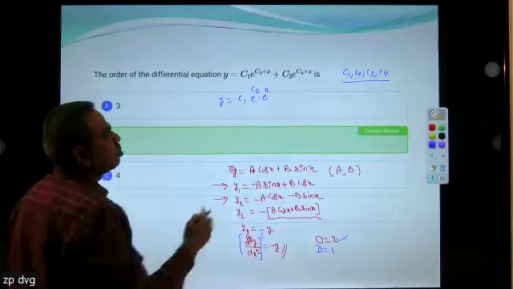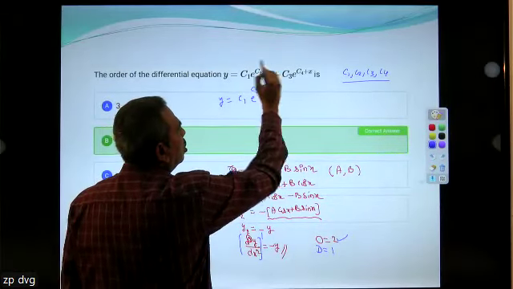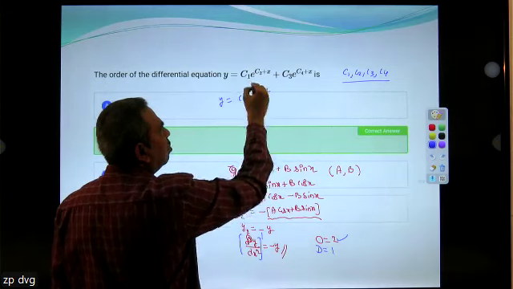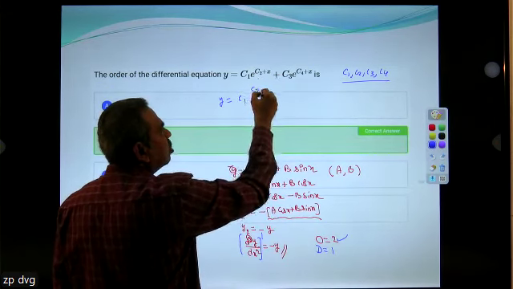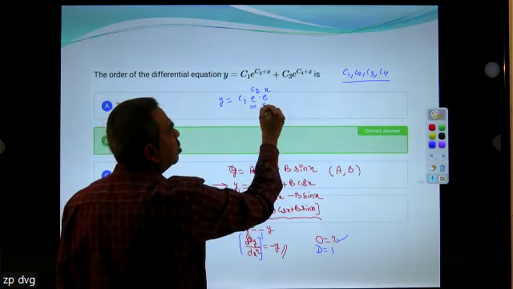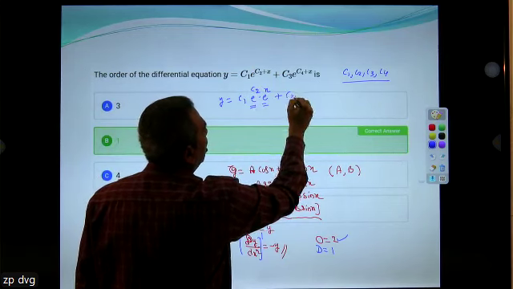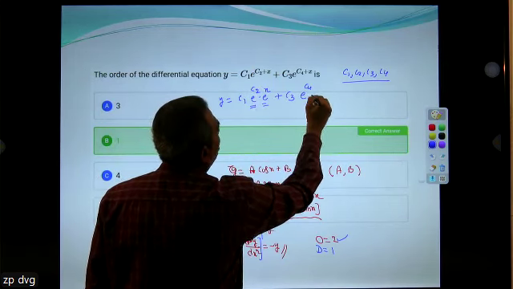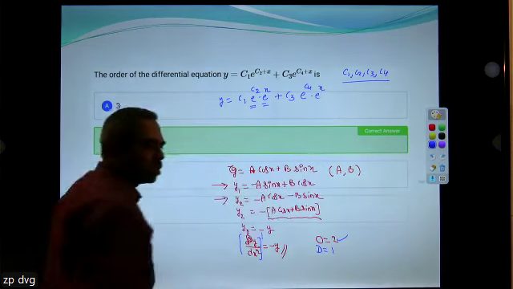Now see how to simplify this one. C1 into e to the power C2 plus x, I'm writing as C1 into e power C2 into e power x. Bases are the same, so we can add the powers. Plus here C3 into e to the power C4 into e to the power x. We can add like this.